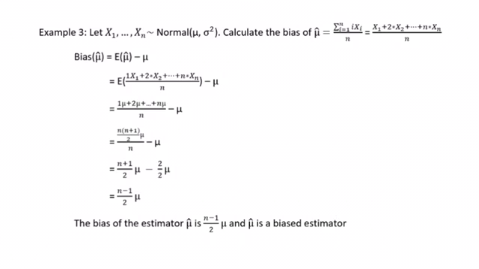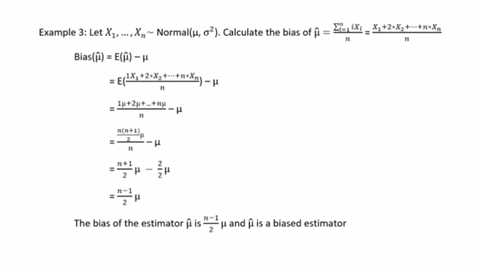Plugging in the same formula and with the expectation of any X equal to mu, we have the bias equal to n times (n plus 1) divided by 2, over n, times mu, minus mu, because of the fact that the sum of 1 through n is n times (n plus 1) over 2. After simplification, we get the bias as mu times (n minus 1) over 2, and since it is not 0, mu hat is a biased estimator.